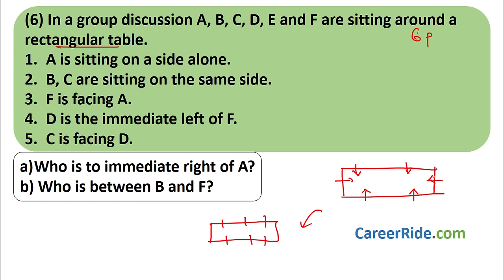It would be a very comical thing, okay? So everyone is facing inside, looking at each other and fighting in the group discussion. Now, A is sitting on a side alone. That means on one side, A is sitting. If we take this diagram, then A will come over here somewhere or over here. On this side, entire side only, A will be there.